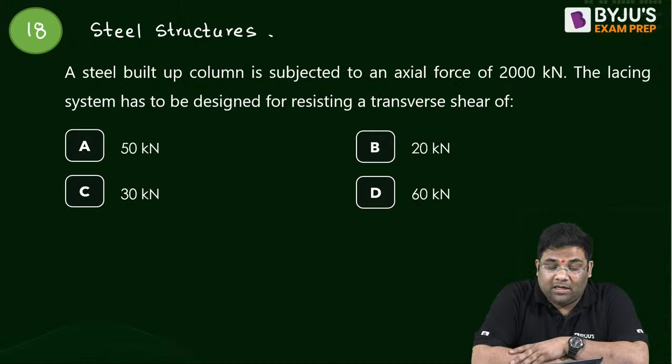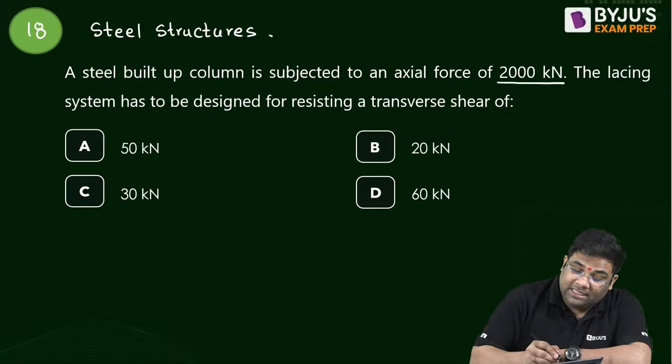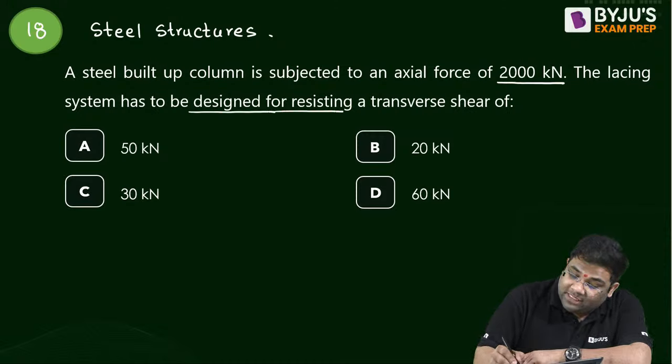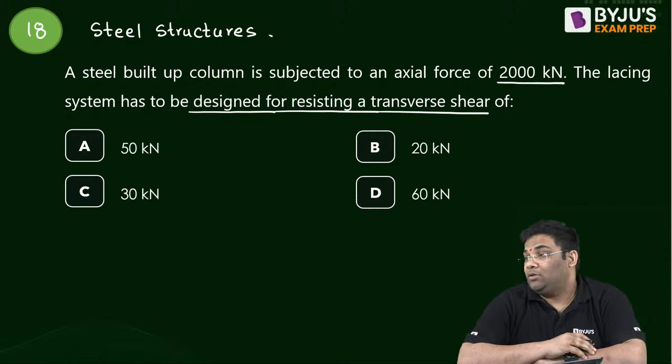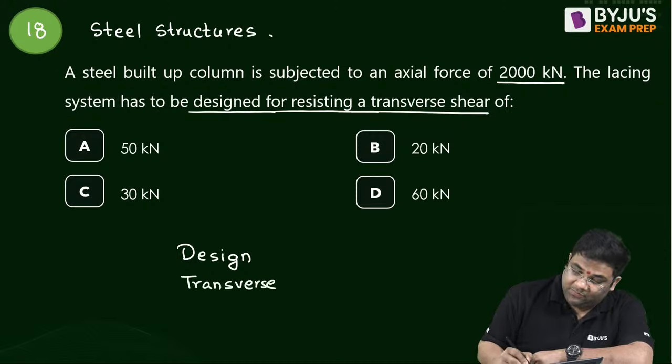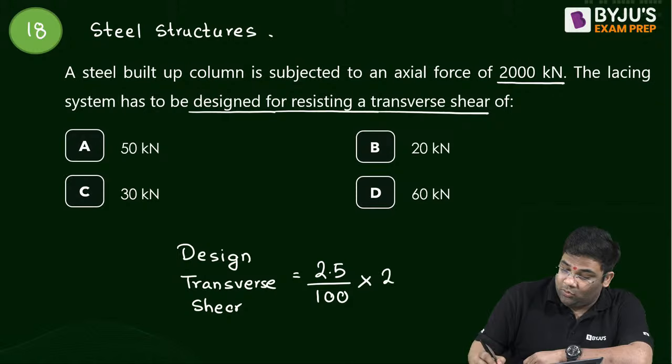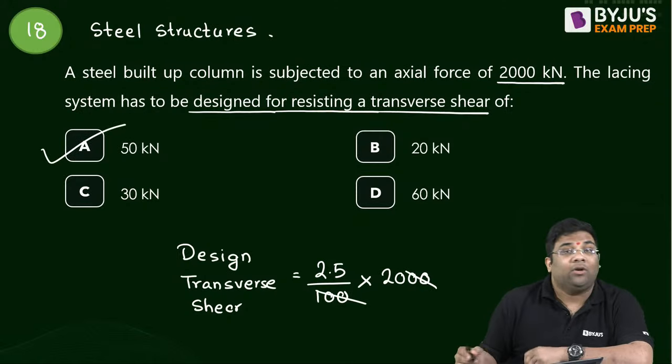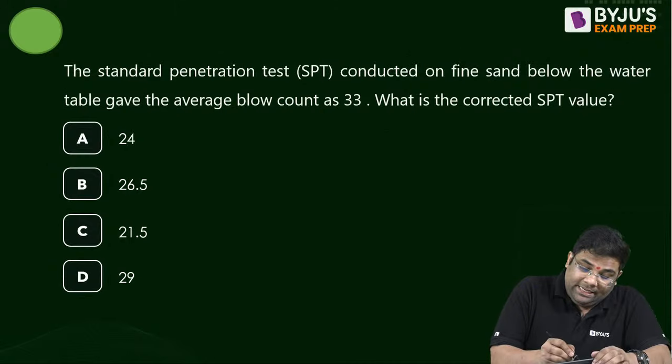A steel built-up column is subjected to an axial force. The lacing system has to be designed for resisting a transverse shear of how much? What is the design transverse shear? It is equal to 2.5% of the axial load. So 2.5% is how much? You can do the calculation with the calculator also. 50 kilonewton.